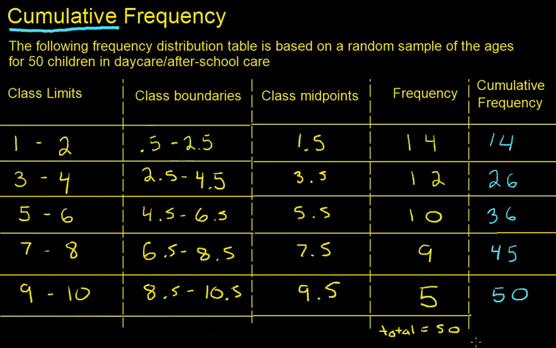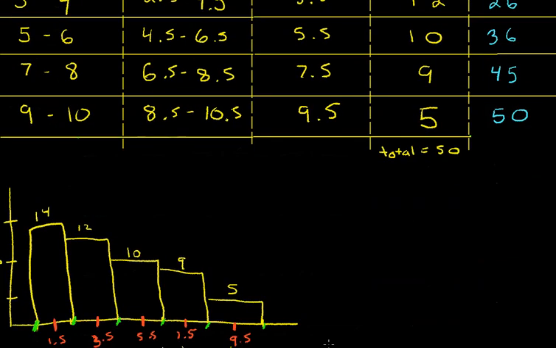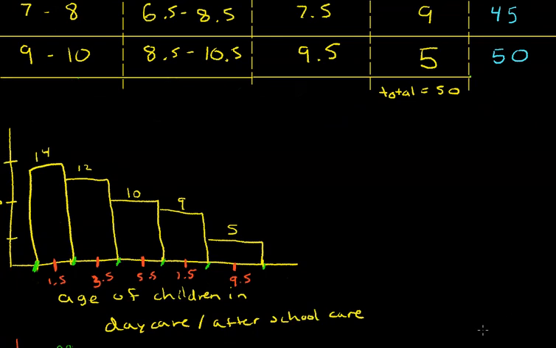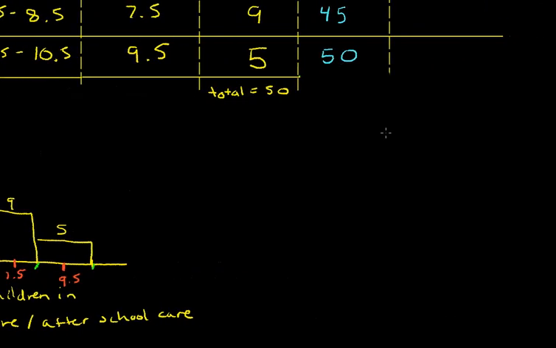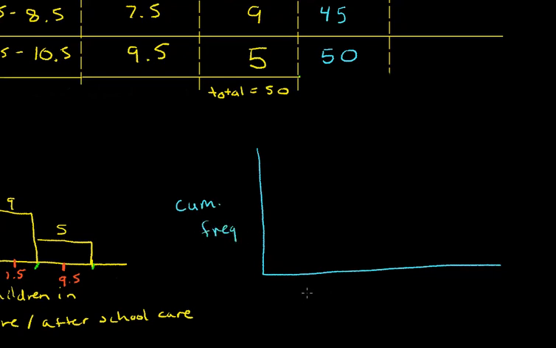A lot of times people will draw line graphs to represent cumulative frequency as opposed to bar graphs. You could do a bar graph with the cumulative frequency, but I'm going to show how to do the most common way, which is the line graph for the cumulative frequency. So we'll have the cumulative frequency here, and you could use the midpoints or the boundaries for the x-axis. I'll go ahead and use the midpoints this time.